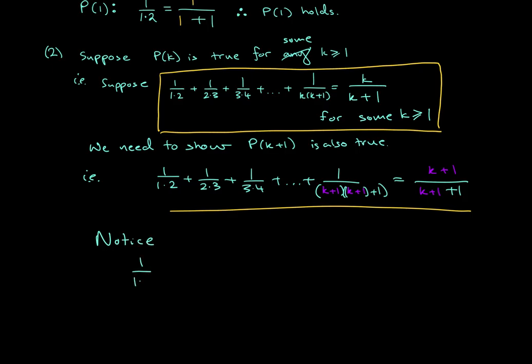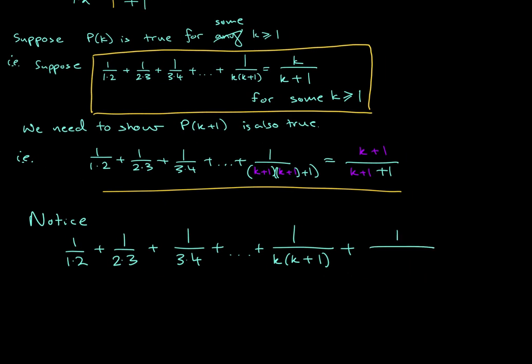Notice that 1 over 1 times 2 plus 1 over 2 times 3 plus 1 over 3 times 4 plus ... What I'm going to do, I did this last time, is this is a sum that goes as k ranges from 1 to k plus 1. So I'm going to include the term that came right before this, which will be the term that's 1 less than k plus 1. So this will be plus 1 over k times k plus 1 plus this term right here. Again, I scooted back a single term. And I'm going to drop the purple for now.